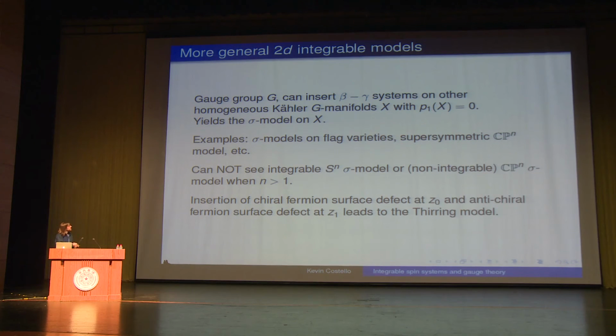So another fun class of examples one can study is, instead of inserting a bosonic beta gamma system, we can insert a fermionic system at Z0 and an antichiral one. So a chiral fermion at Z0 and an antichiral fermion at Z1. And if you calculate what happens when they exchange gluons, you find the Thirring model. And again, you see formally why the Thirring model is integrable.